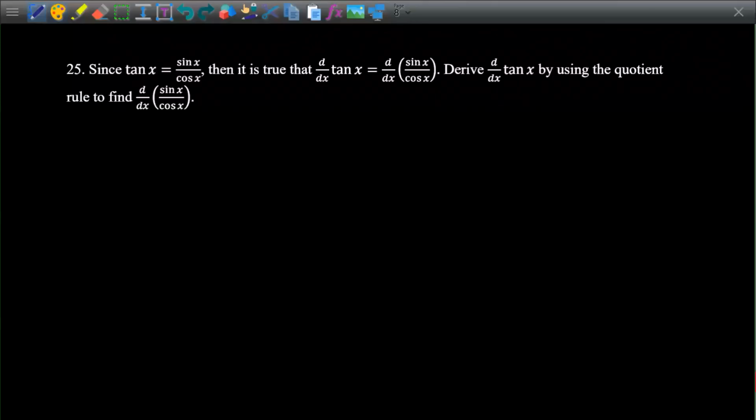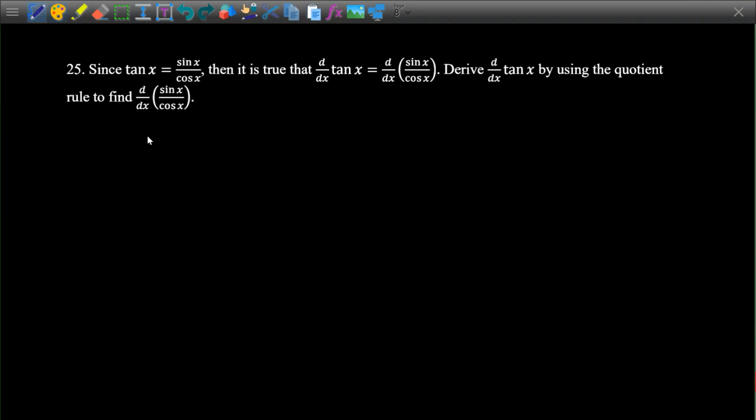Number 25. Since the tangent of x is equal to the sine of x over cosine of x, then it is true that the derivative of tan x is equal to the derivative of sine of x over cosine of x. And you could just memorize what the derivative of the tangent of x is, but this question says derive it and use the quotient rule.